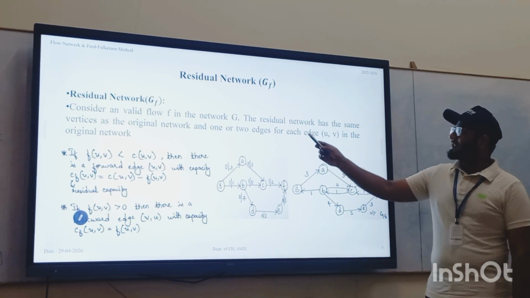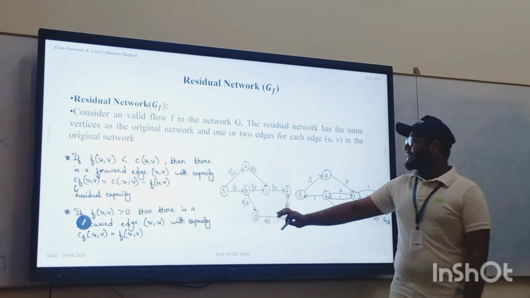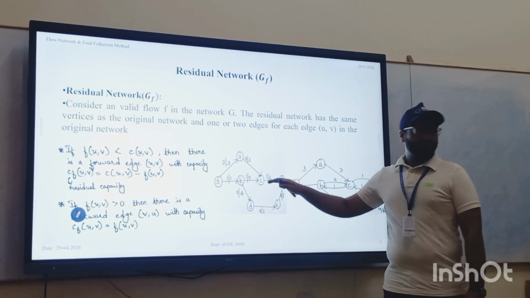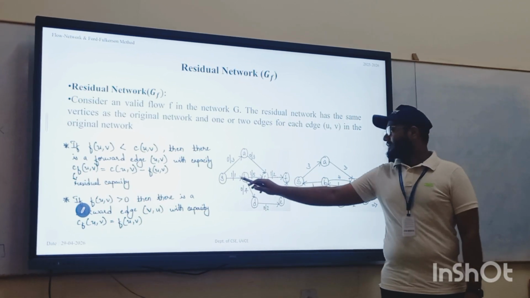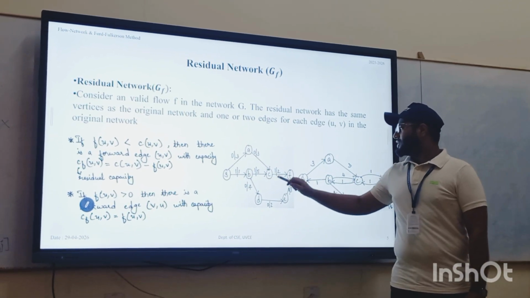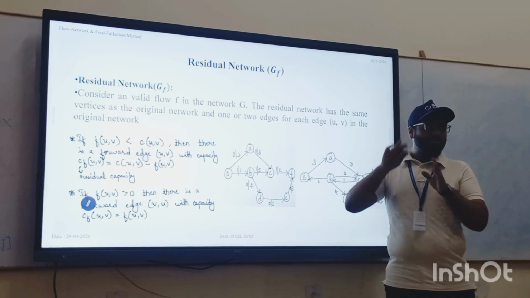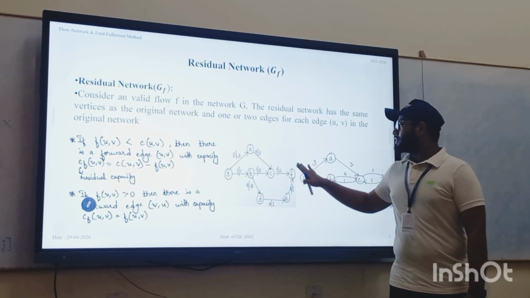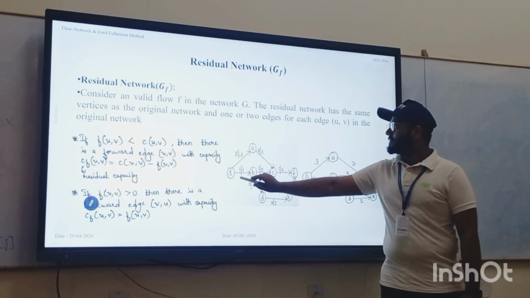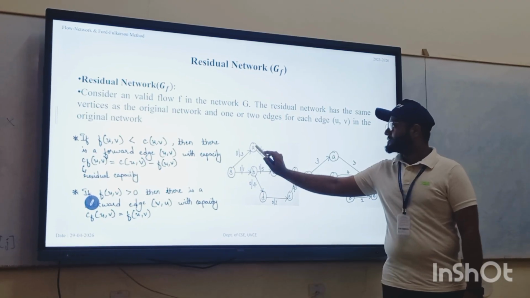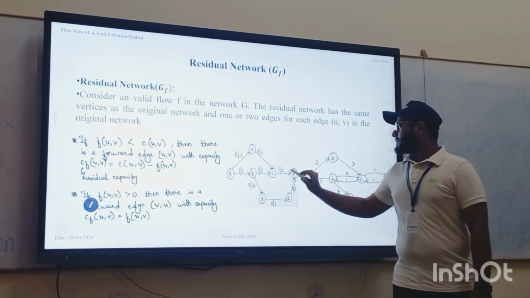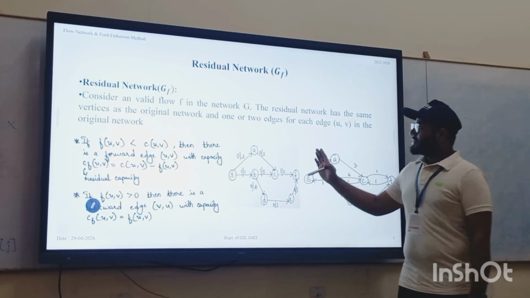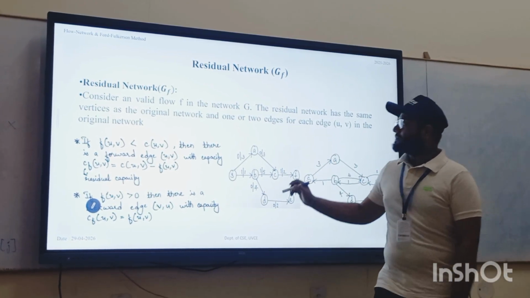See, consider a valid flow F1. A valid flow is something from S to A to C, then C to T. Otherwise, you have S to B, B to C. What is going from source to sink is called one flow. From your source, you are going to the sink. That is one flow. We will consider that as S to A to C, then C to T. This is one diagram. This is another diagram. We will understand what this is.